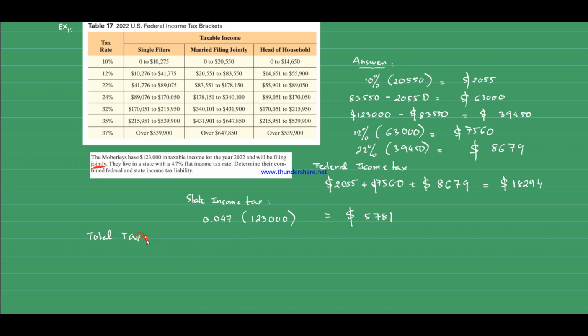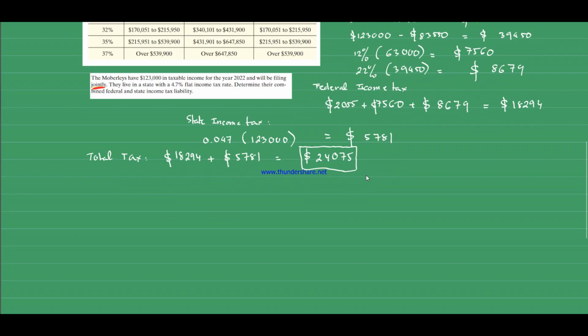All right, so the total tax will be 18,294 plus 5,781. You add them up, and it gives you 24,075. There you go. So that could be the answer, because they're asking you the total. All right. Good. Let's jump to the second question.